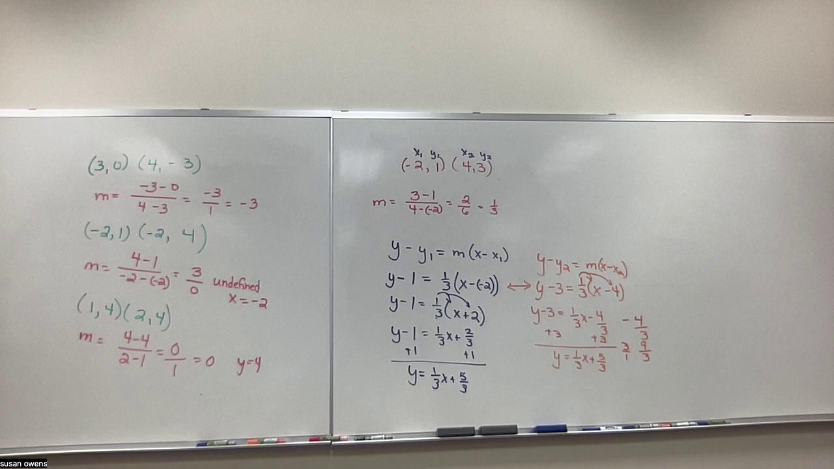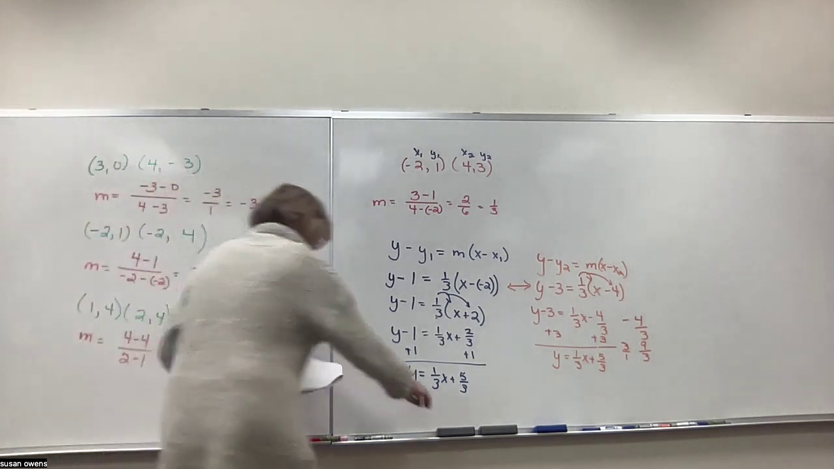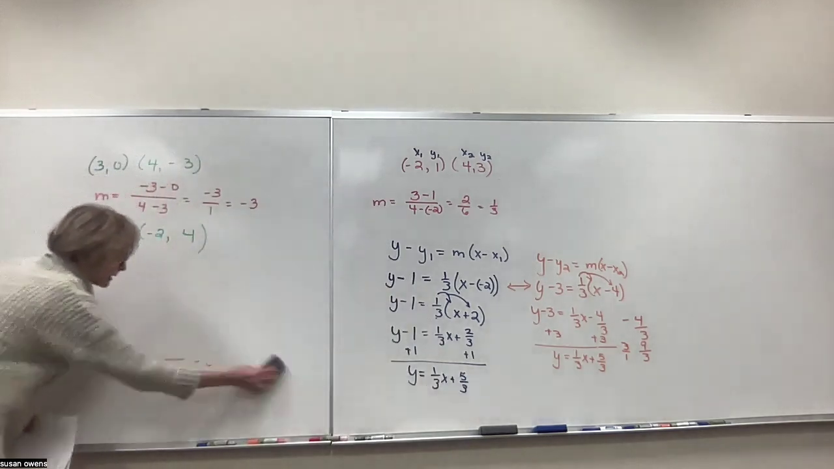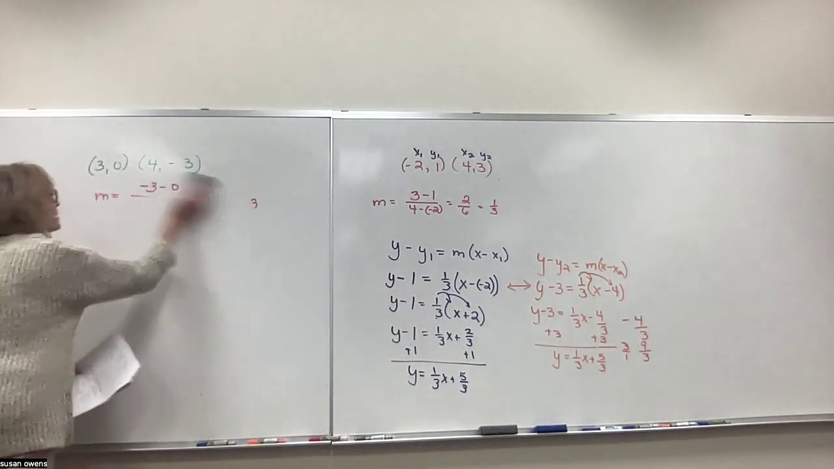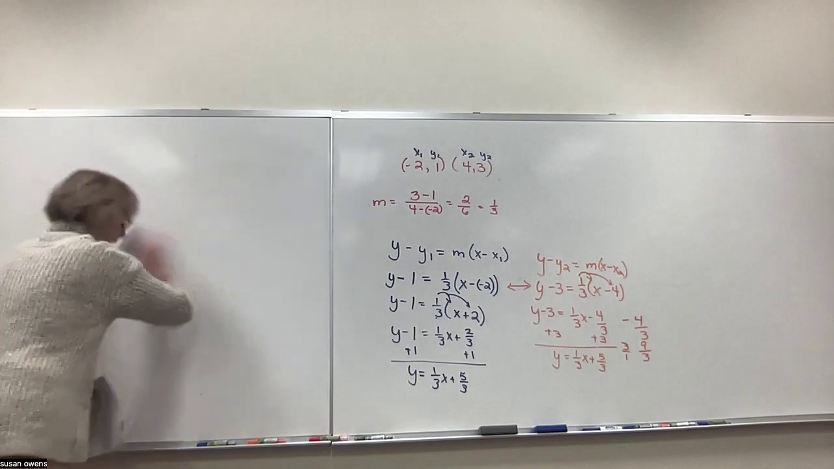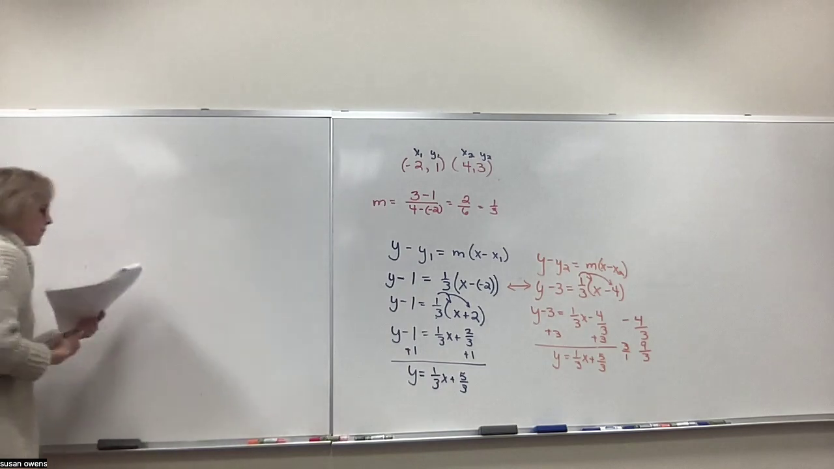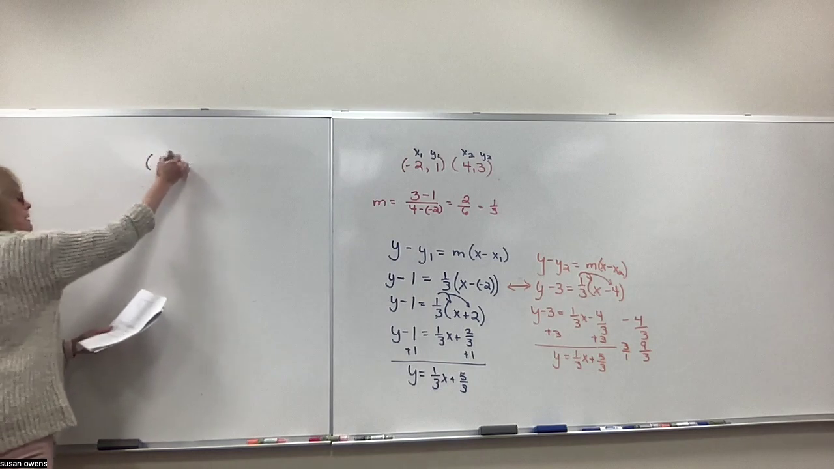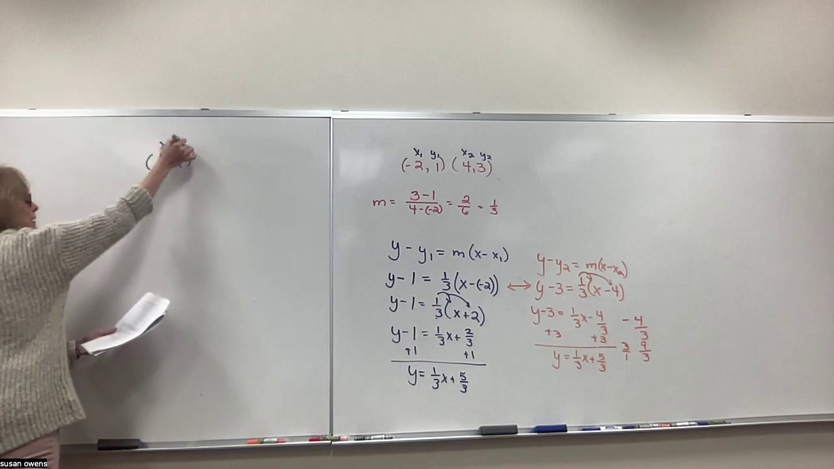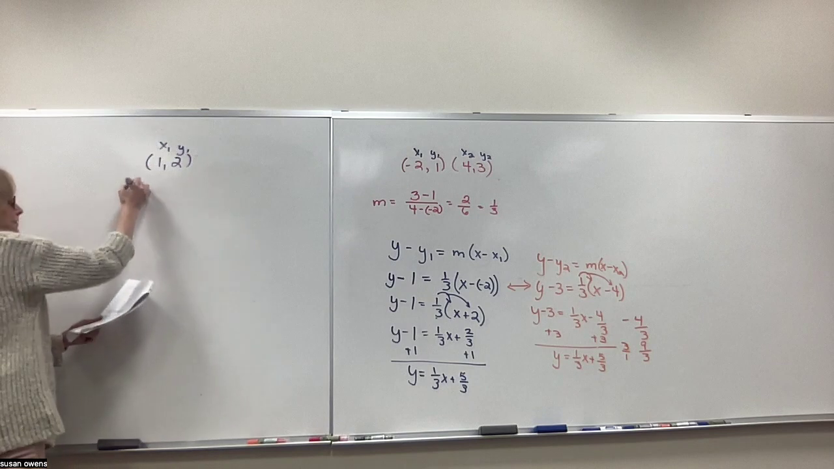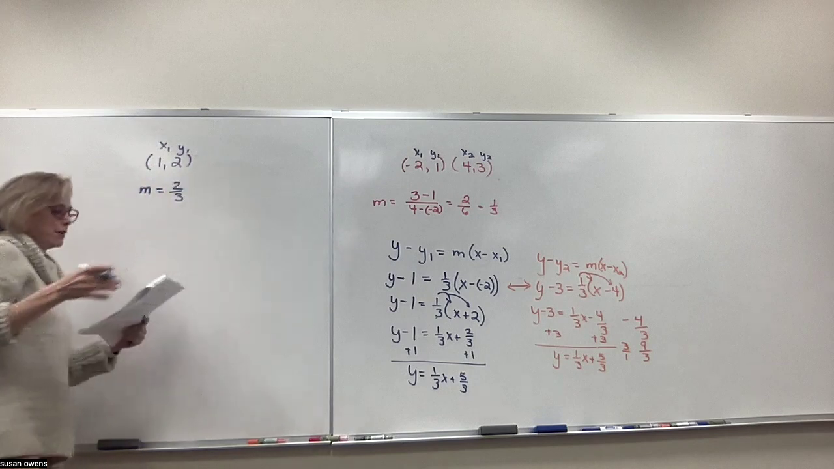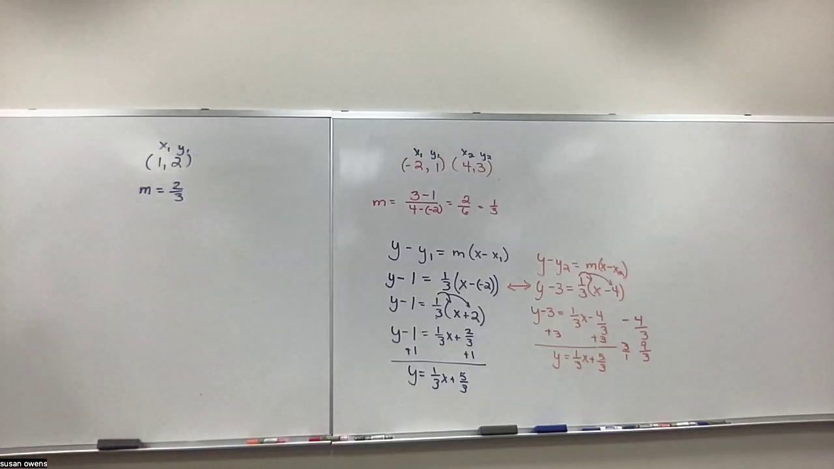All right, so here's what I want you to do on the next page. We have a point and they're going to give us a slope. So it says, write an equation of a line that passes through the point 1, 2. So that's going to be x1, y1. And the first one says it has a slope of 2/3. Now I want you to think about this.